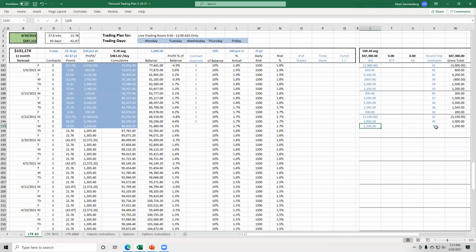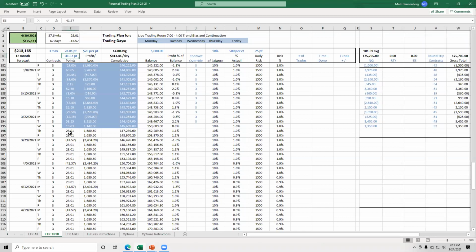There were only 3 trades today, and those 3 trades resulted in 3 contracts per trade, so 9 contracts traded. And then we lock our history by putting in the number of contracts we traded in the contract override field. Now I'm going to come back to what we do with this forecast information here in just a minute.